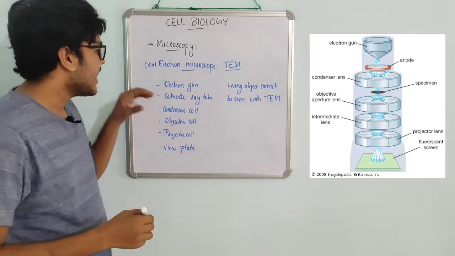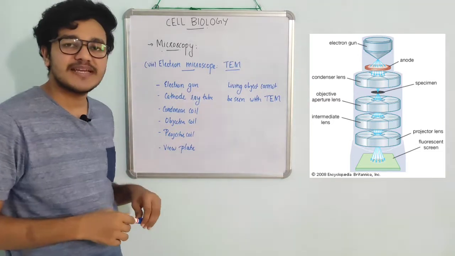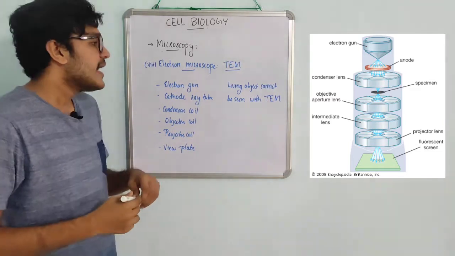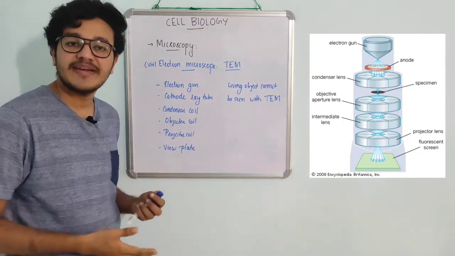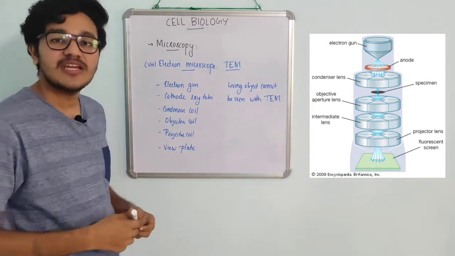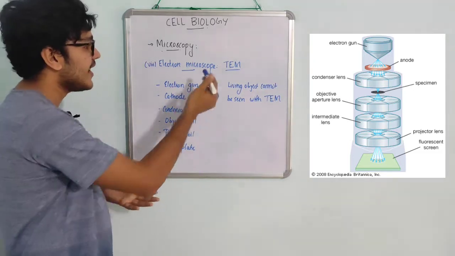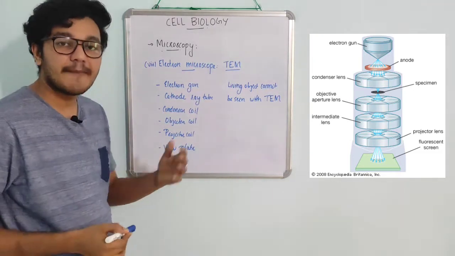Okay, now the first type of electron microscope is the transmission electron microscope, otherwise TEM. It is used for understanding the ultrastructure of a cell or biological material. For example, taking the case of bacteria, to understand the ultrastructure of bacteria, the transmission electron microscope, otherwise TEM, is used.